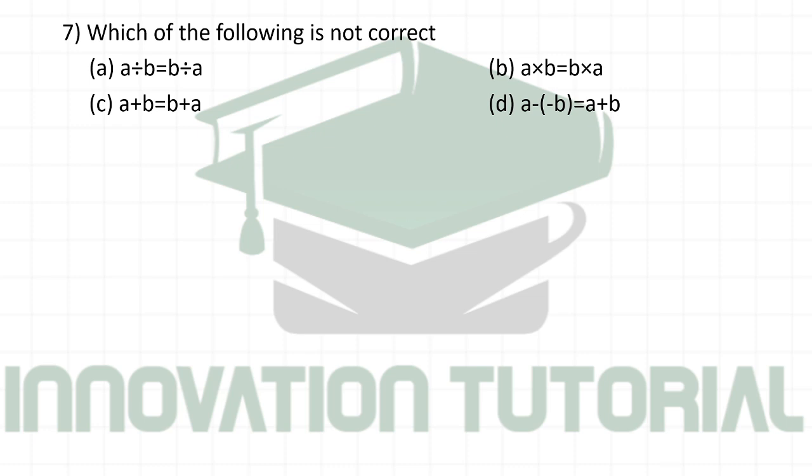See, if this type of question appears in your exam, you simply need to take any value of A and any value of B. You can take any value you want, but both values should be different. Put the values of A and B in all the options, A, B, C and D. The property which satisfies is correct, and the property which does not satisfy is incorrect.